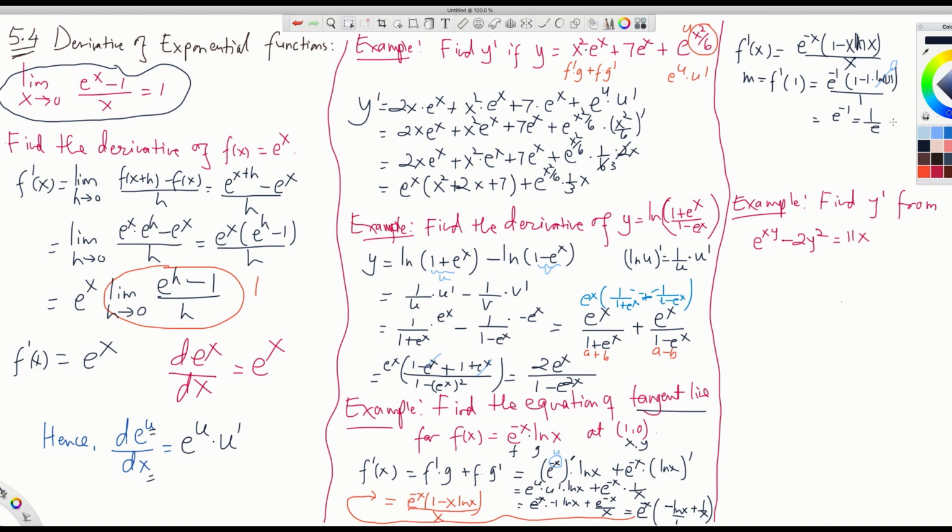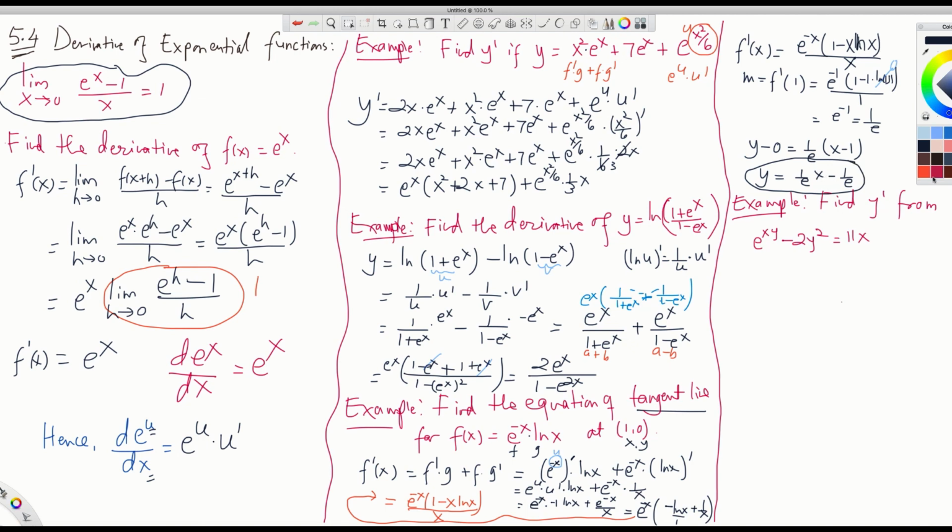You see that? So what is the equation of the tangent line then? It will be y minus y1, which is 0, equals m times (x minus 1). So the final answer will be y equals (1 over e) x minus 1 over e. That is the final answer.